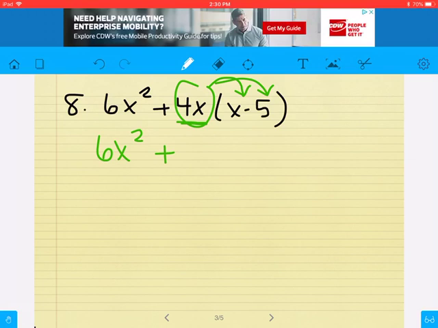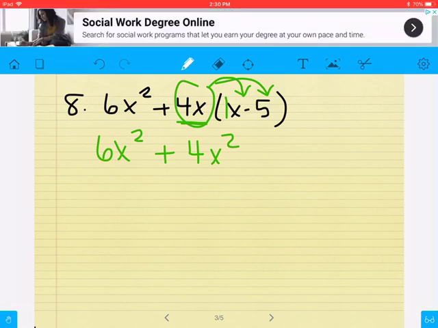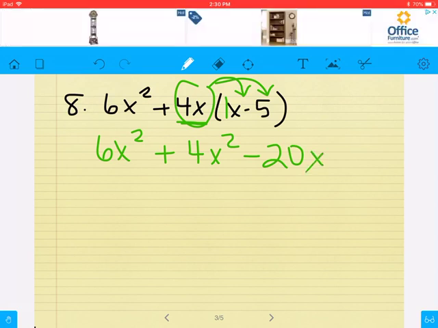Well, 4 times 1, which would be the imaginary coefficient here, is 4. And then x times x is x squared, and that's going to be true for any x times x you ever have. Then I've got 4x times negative 5. Positive times a negative is going to give me a negative, so I know I'm going to have a minus right here. 4 times 5 gives me 20, and then x times 5 is going to give me that x on the end there.